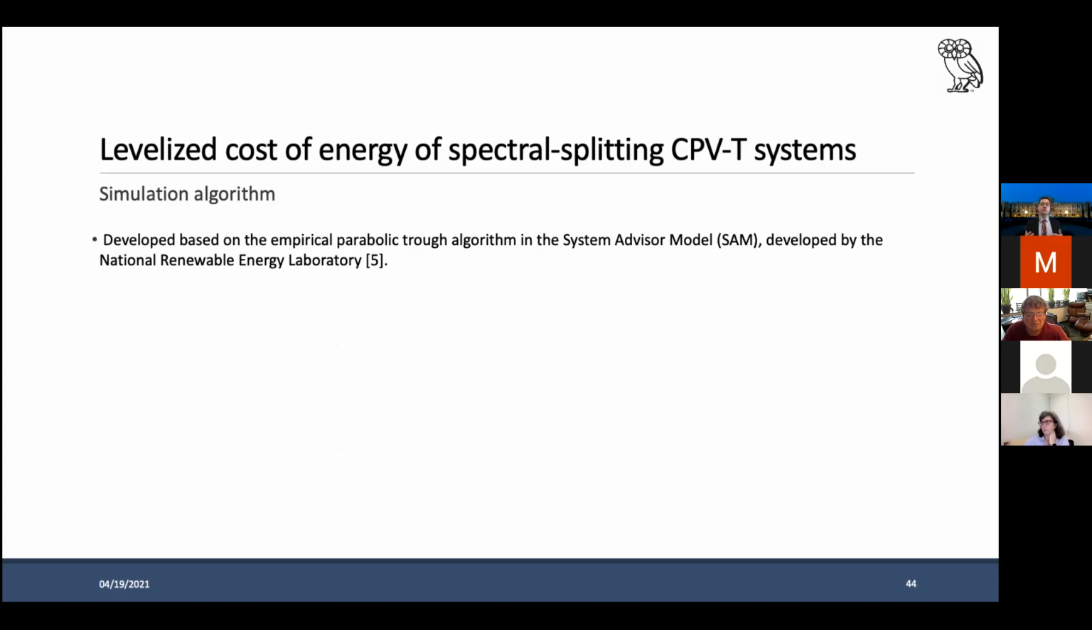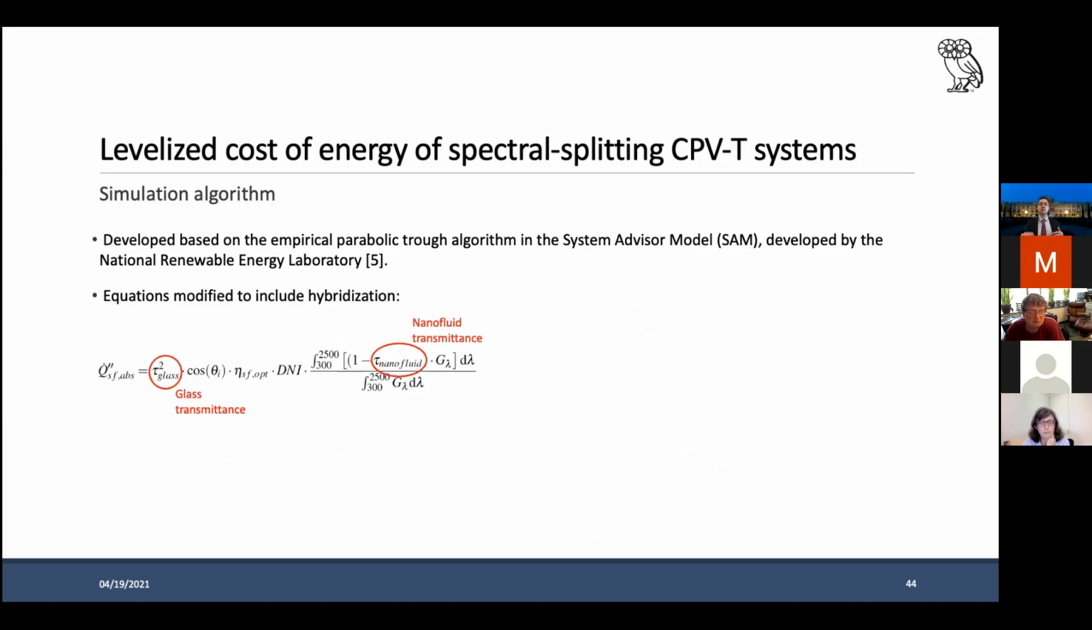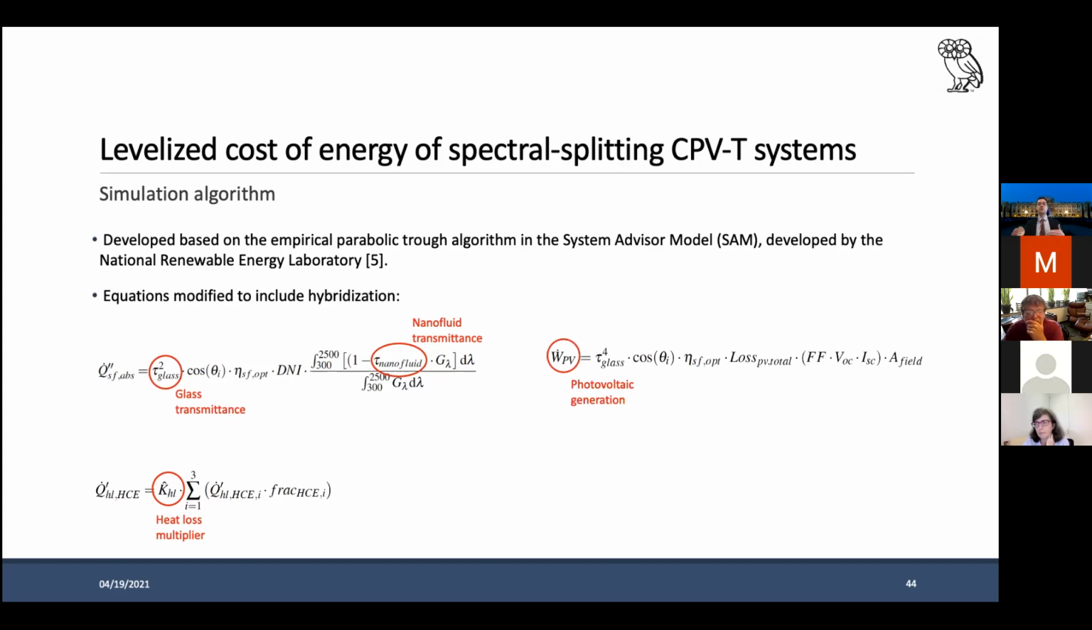We created an algorithm to calculate the amount of energy generated by the solar field based on a model developed by the National Renewable Energy Laboratory. When developing the algorithm, we included the code modifications that reflect the design modifications that were proposed. Some of these changes included adding the parameters related to the selective absorber, such as the transmittance of the glass and the nanofluid, as well as adding heat loss multipliers to the calculation, adding the power generation by the solar cells, and increasing the parasitic losses associated with the hybrid system.